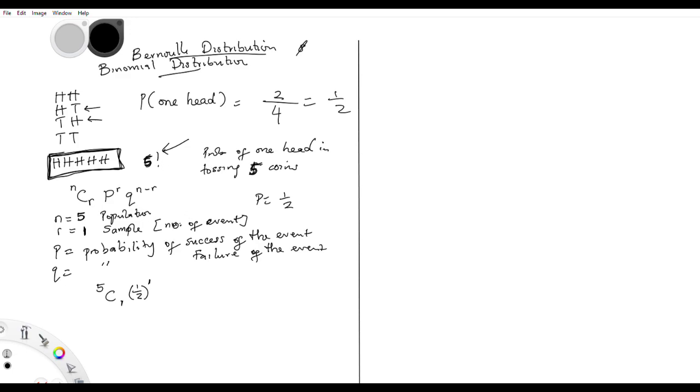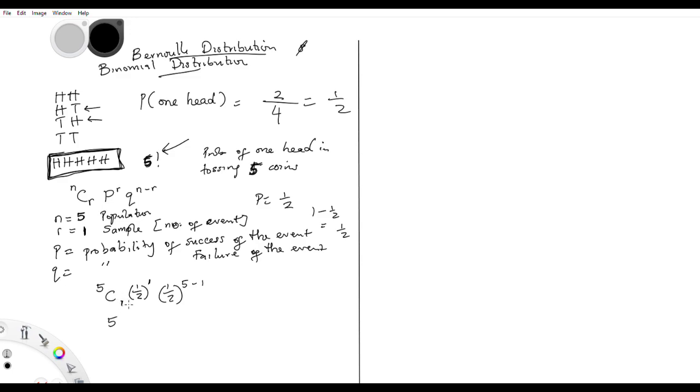What's the probability of not getting head when tossing one coin? I hope you understand that. Not getting one head, you can say 1 minus the success, or you can just do it manually. Not getting one head means getting tail, because it's either head or tail. So getting tail is just 1 out of 2. Probability is 1 out of 2. So 1 out of 2, then 5 minus 1.